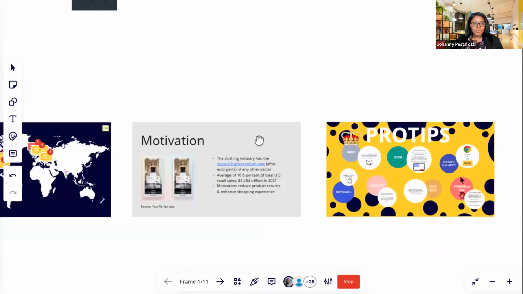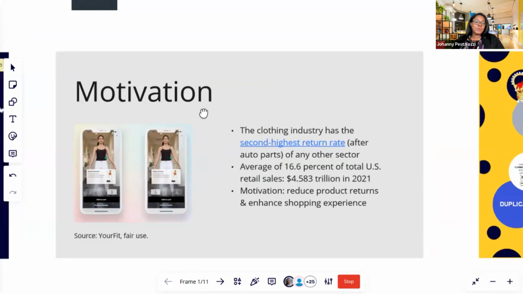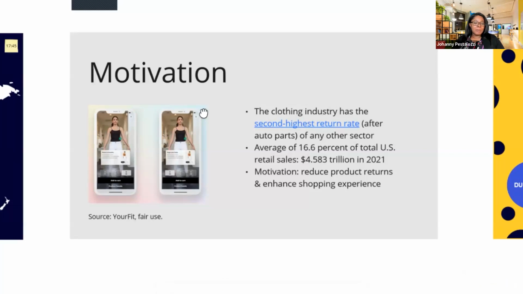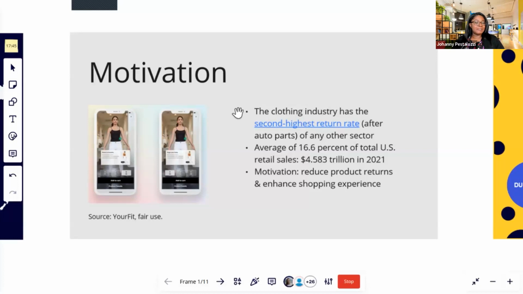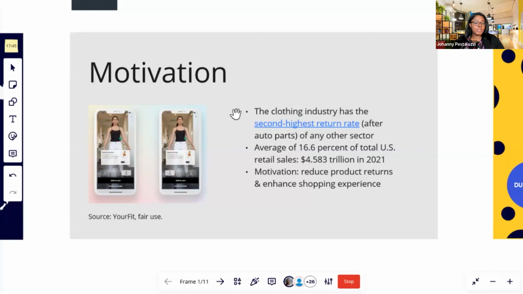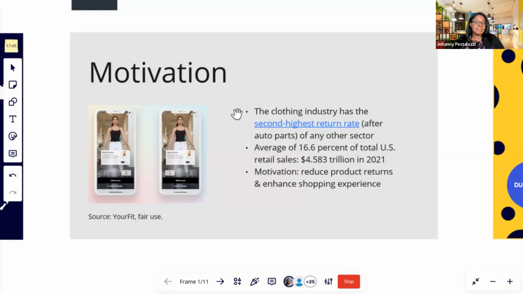Let me just go directly into the motivation of today's workshop. As you may know, the retail industry is quite an important one. It has a large impact in most countries around the world. However, it has the second highest return rate according to a source, which is quite significant. It represents around 16.6% of total US retail sales, which is $4 trillion in 2021. So it's a huge amount of money, and also efforts in terms of logistics and what the organizations need to do to repack products and replace them in their stores.